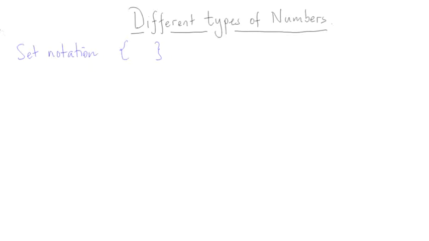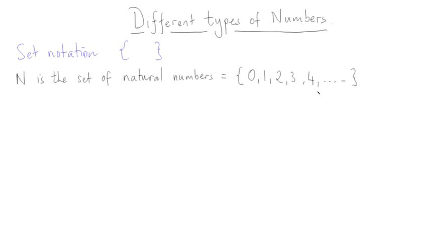So let's start with the most basic set of numbers, N. N is the set of what we call natural numbers, and they're used for counting things. In the set of natural numbers we have 0, 1, 2, 3, 4, and so on, but no negative numbers and only whole numbers, you see.